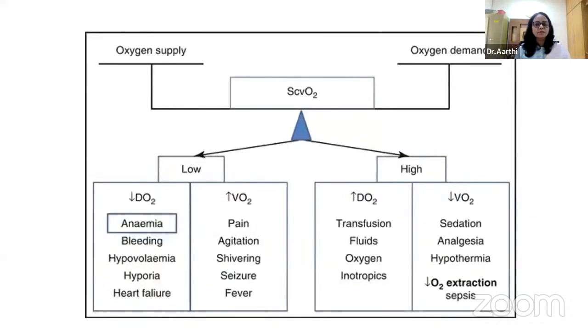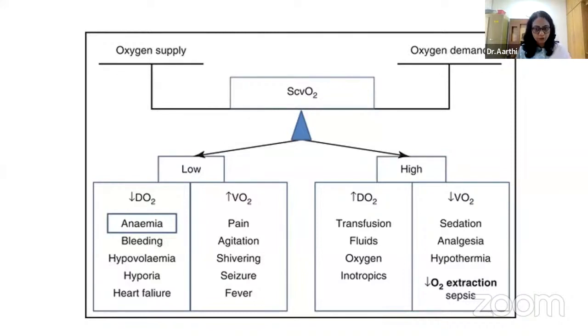So when central venous oxygen saturation is low, it can be either due to a decrease in delivery or due to an increase in oxygen consumption. Decrease in delivery is secondary to anemia or bleeding, hypovolemia, or heart failure, or increase in oxygen consumption where there is sympathetic overactivity secondary to pain, agitation, shivering, and fever. So all these scenarios will cause a decrease in the central venous oxygen saturation.